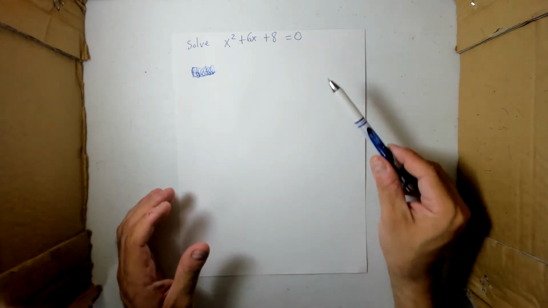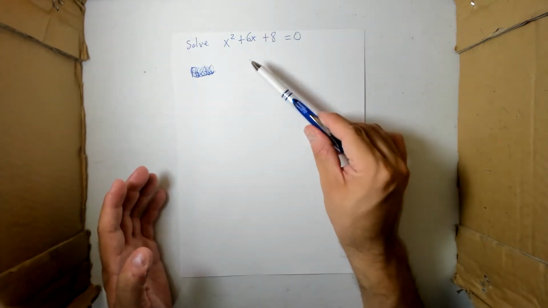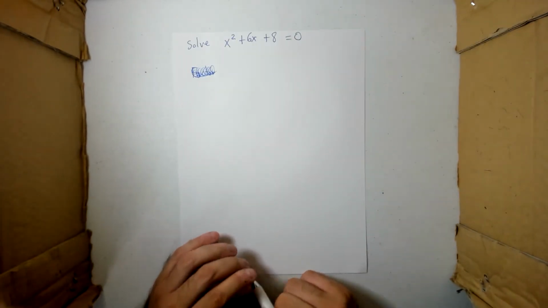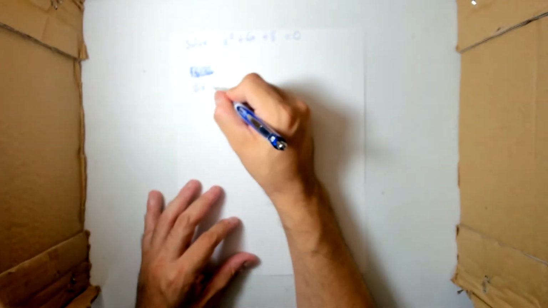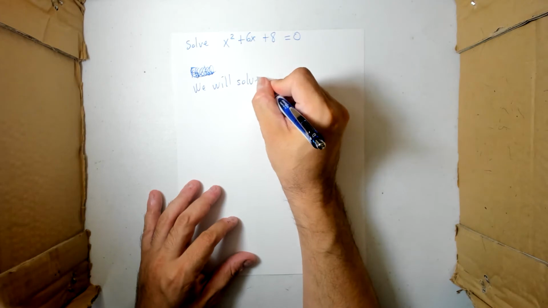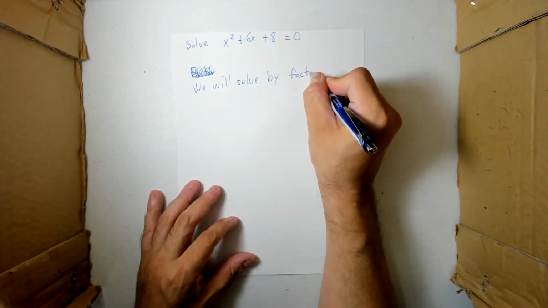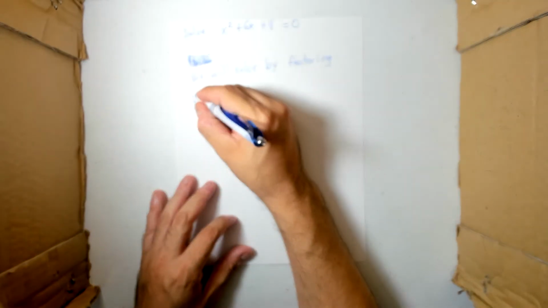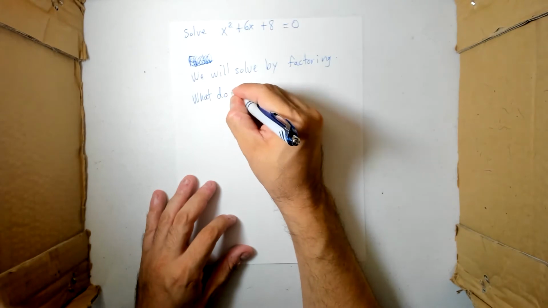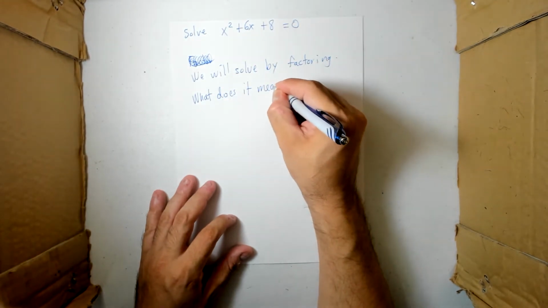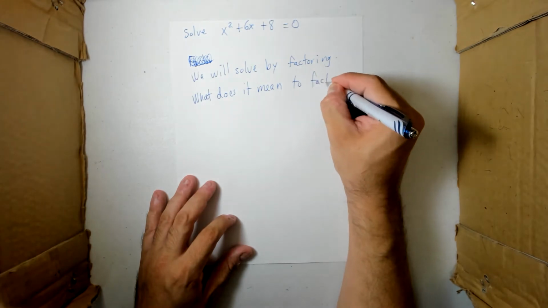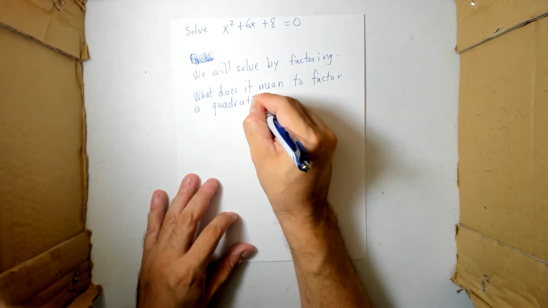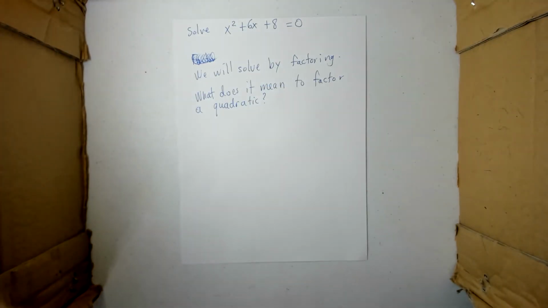Okay, so now we're going to begin with this example. We're going to solve x squared plus 6x plus 8 equals 0. And what we're actually going to do is solve it by factoring. What does that mean? Okay, that's an excellent question.